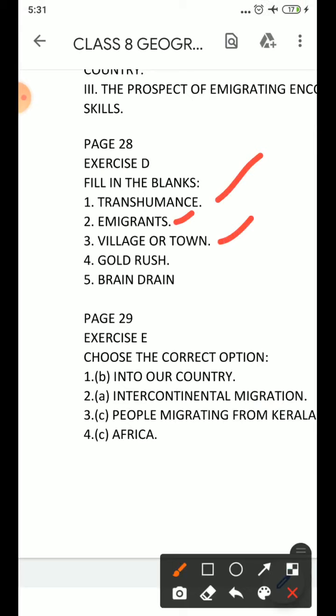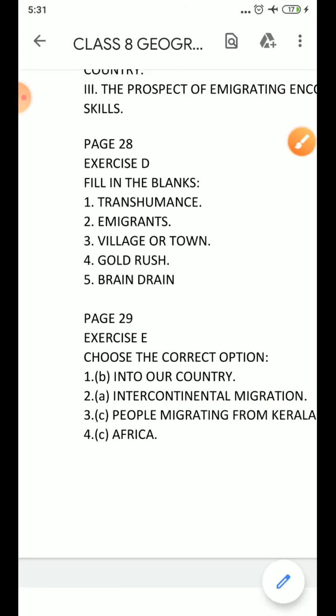The question for that is migration from a village or a town to a city is an example of rural to urban migration. Fourth question: dash is the rapid migration of miners to a site where gold deposits have been discovered. The answer here is gold rush for the fourth fill-up. Fifth is asking dash is another name for human capital flight, so our answer is brain drain. Similarly, we are on page 29 now. Exercise E is given here.